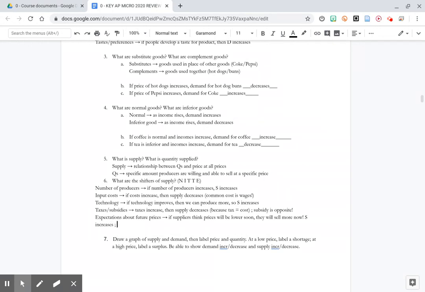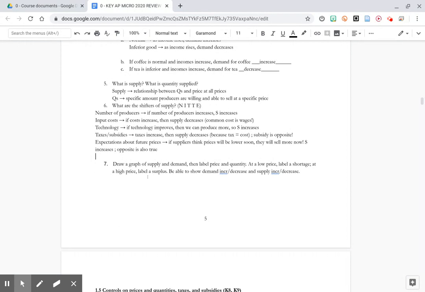And then the opposite is also true. It's the idea that if you're a seller, if you're producing something and you think you're going to get a higher price in a week, you're going to hold off on producing it and selling it today as much as you can, because that way you reserve your inputs for later.